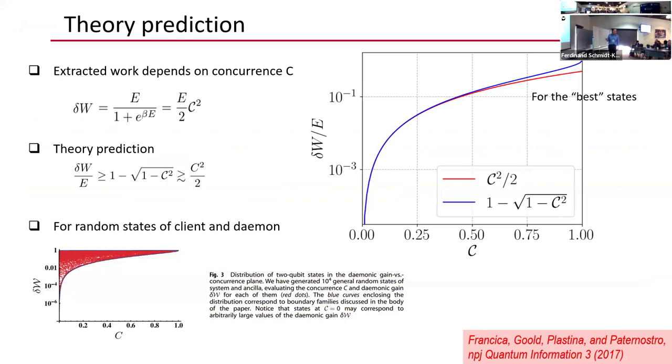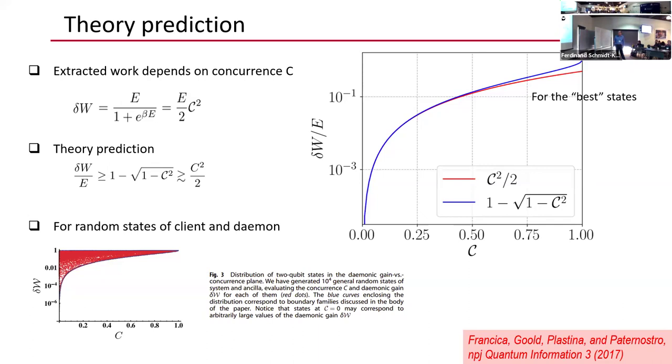Delta V over epsilon. That comes to concurrence squared over 2. And that is this red curve here, which we are now looking for and checking whether we find it if we drive the right and the perfect protocol.